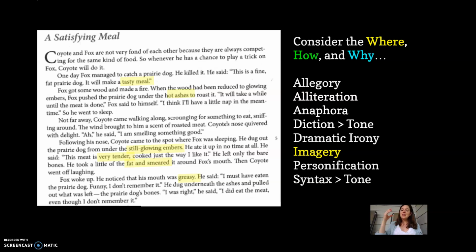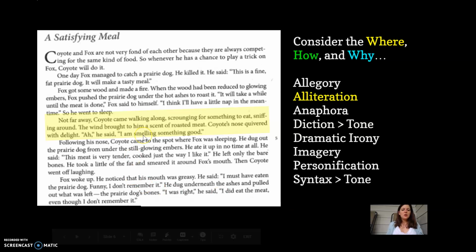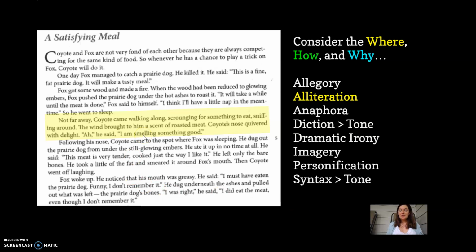And so the purpose of the imagery is to make the audience be able to imagine how good this meal might be, so that they kind of chuckle over the trick that is then played on the fox. So let's go look at how we might analyze alliteration. You guys have possibly been taught in the past that alliteration has to be words right next to each other. That's actually not true. They just have to be in the same vicinity as each other.